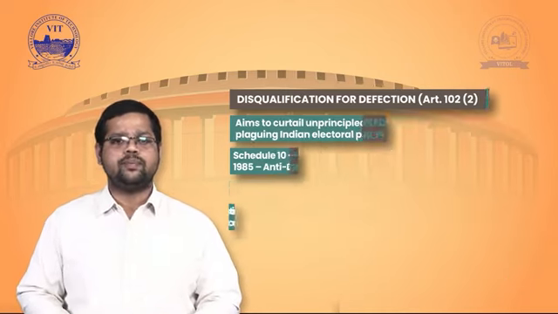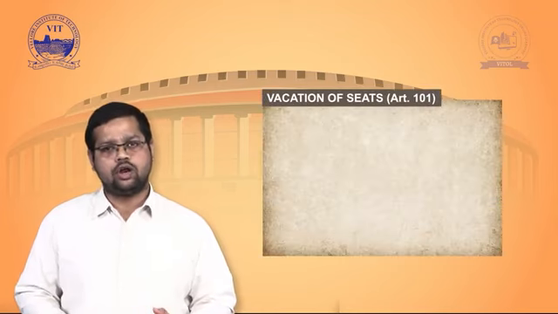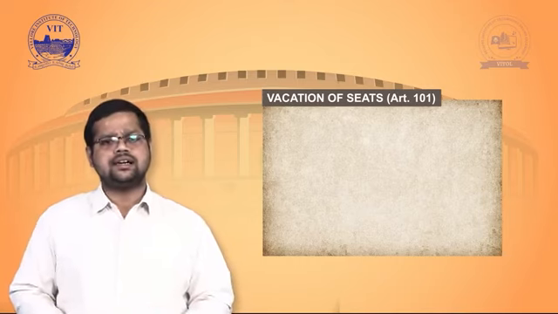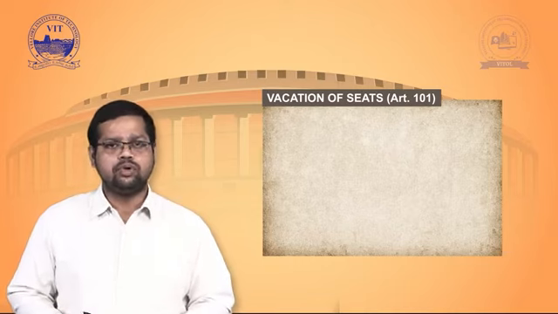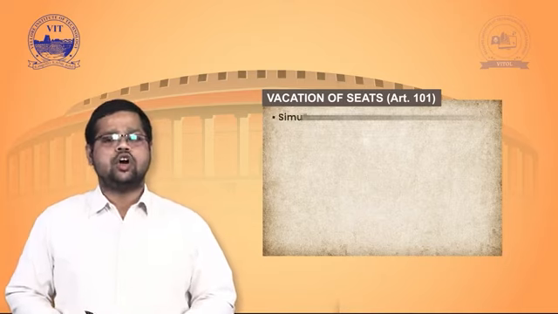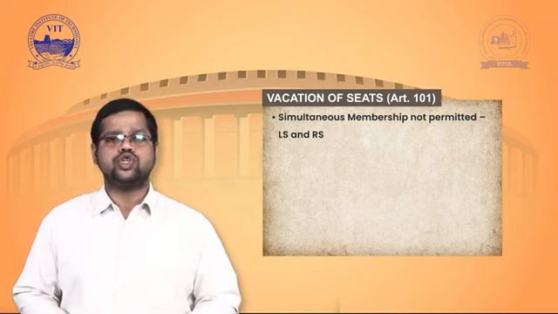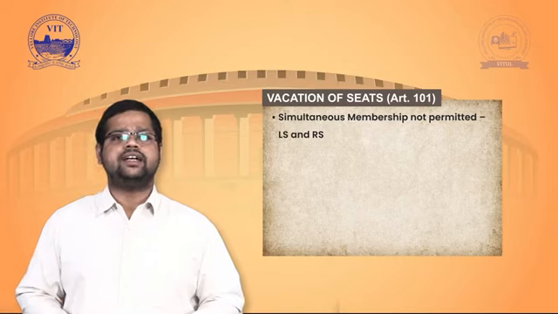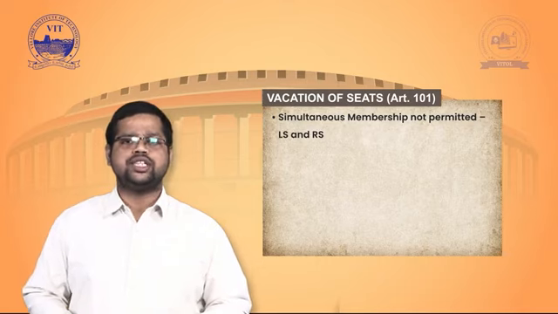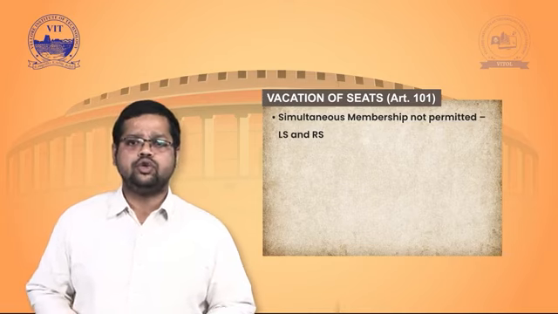Finally, coming to the concept of vacation of seats. Until now we have discussed qualifications and disqualification. Vacation of seats under Article 101 details the circumstances under which the seats of members of parliament stand vacated. Firstly, the constitution prohibits holding of simultaneous membership of both houses of parliament. What it means is that no person will be permitted to become a member of the Lok Sabha and the Rajya Sabha simultaneously, and he necessarily has to give up membership of either of these two.